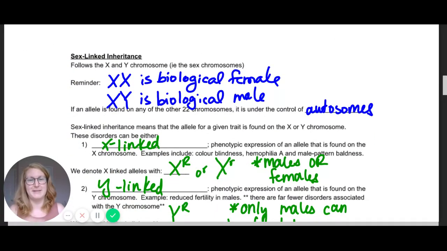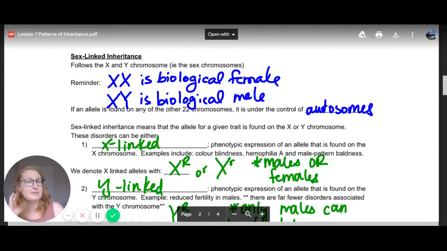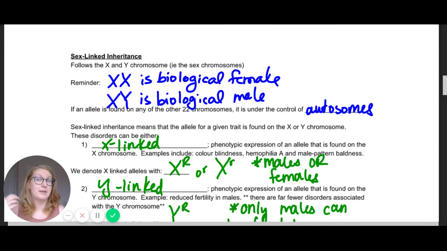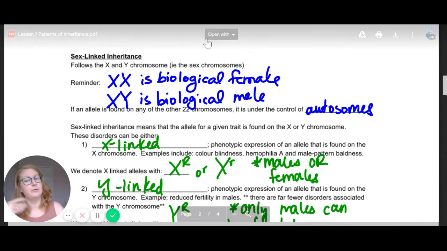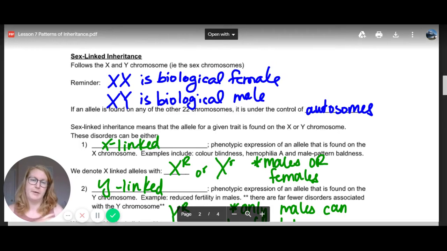I had a question about this in the chat last week, which was, does gender have anything to do with this? The traits that we've done thus far and what was on the problem set did not have anything to do with biological gender, so it didn't matter if it was a male or a female. Sex-linked inheritance is dependent on the sex chromosomes, on either the X or the Y chromosome. As a quick reminder, two X's would be biological female, XY would be biological male.